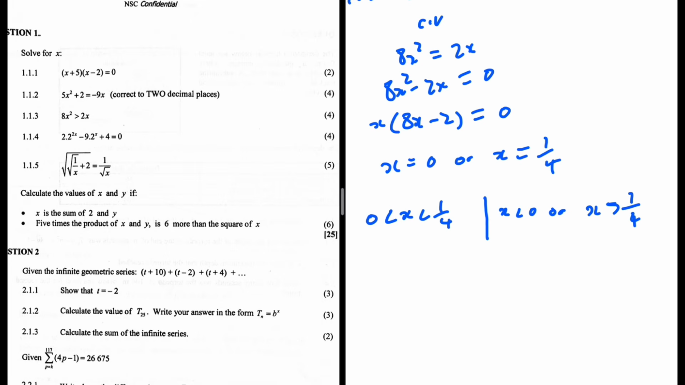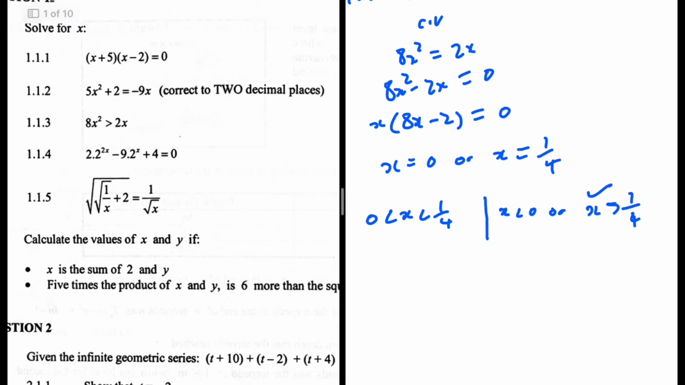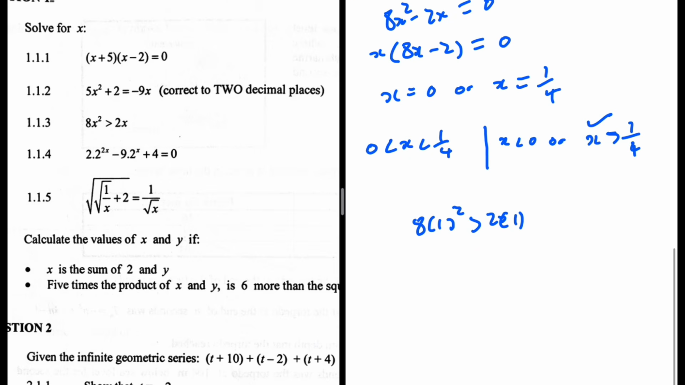So I'm going to test that solution. We have x greater than 1 over 4. A number that is greater than 1 over 4 is 1. So I'm going to sub 1 into 1.1.3 and see what I get. 8 multiplied by 1 squared is greater than 2 multiplied by 1. So 1 squared is just 1. 8 greater than 2. Is 8 greater than 2? Yes, 8 is greater than 2.